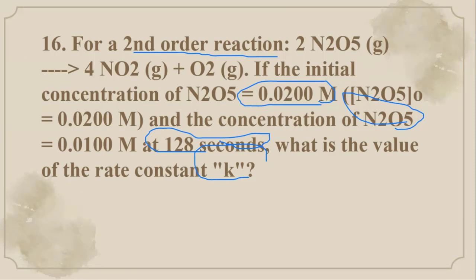Yeah. So for a second order, it is that reciprocal formula. But how do you know you need the integrated rate law? So it's not a half-life specifically. They're asking the rate constant, but it gives you an initial concentration and it gives you a final concentration. It also gives you a time component.